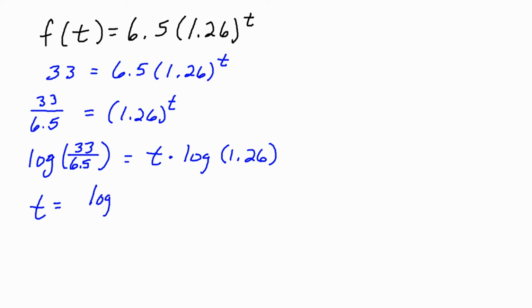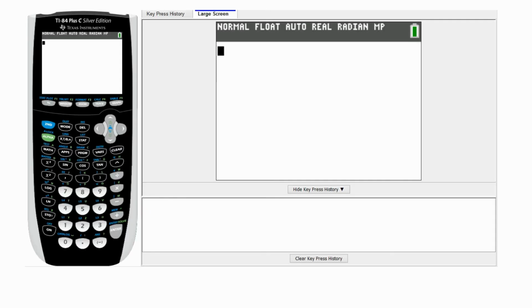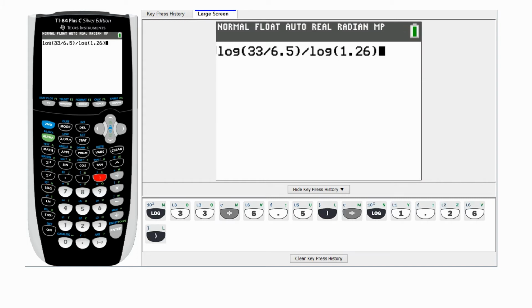So I have the log of 33 divided by 6.5, all divided by the log of 1.26. And now I'm ready to calculate. So I type log 33 divided by 6.5, close parenthesis, divided by log 1.26, close parenthesis. We will get a more accurate answer if we wait till the very end to do all of our math. Enter.